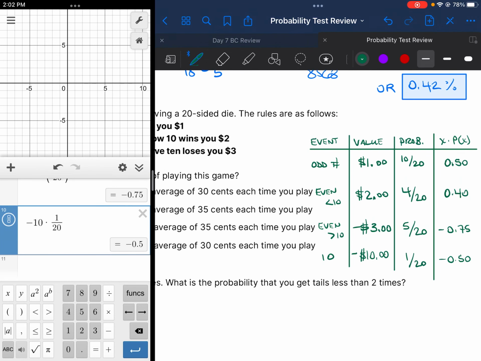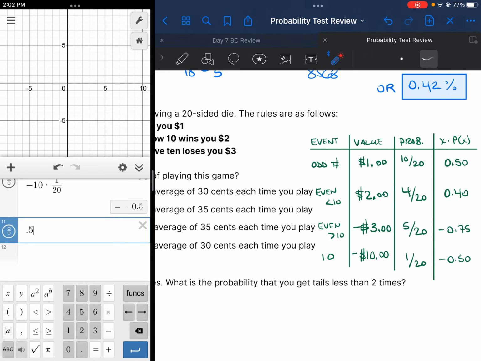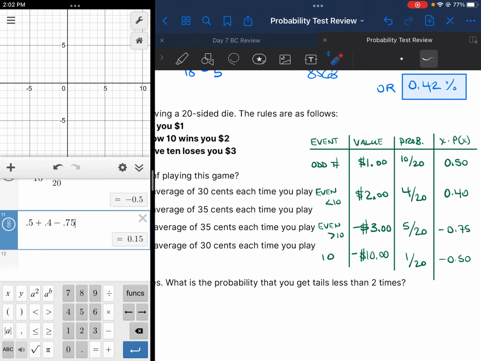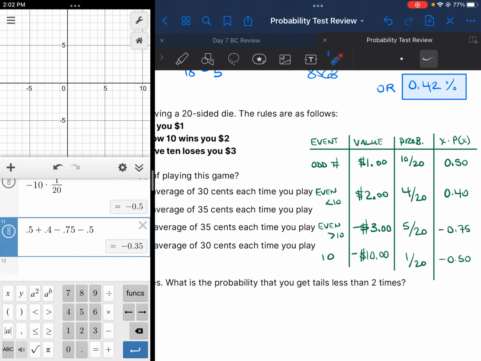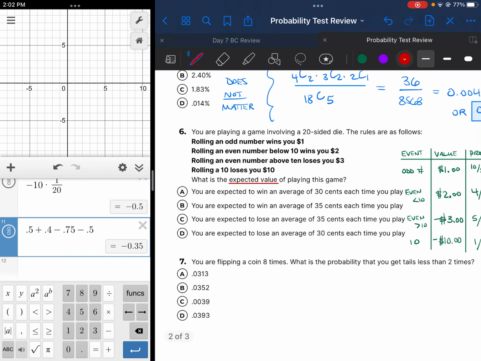All right, so for the expected value we're going to take all of these values and add them all together. So 0.5 plus 0.4 minus 0.75 minus 0.5, and that gets negative 0.35. We're talking about money here, so we are losing on average 35 cents every time you play the game. So we are not expected to win because our value is negative. We are losing on average 35 cents every time we play. Answer choice C.